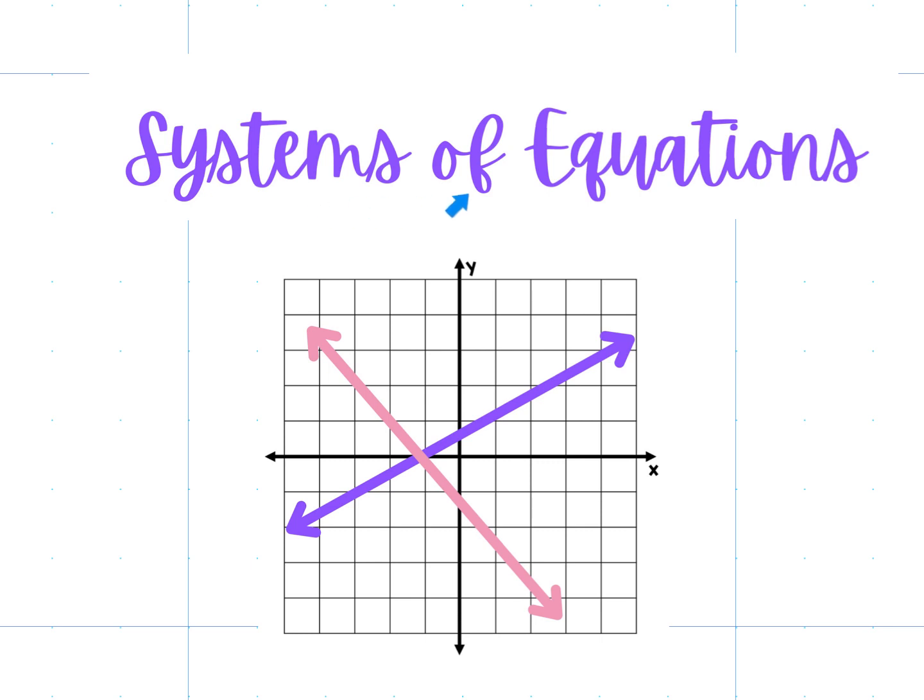We're going to learn some new things in Unit 3 called Systems of Equations. And what we're going to be searching for is one spot in the graph that satisfies both equations, or is the point where they intersect.